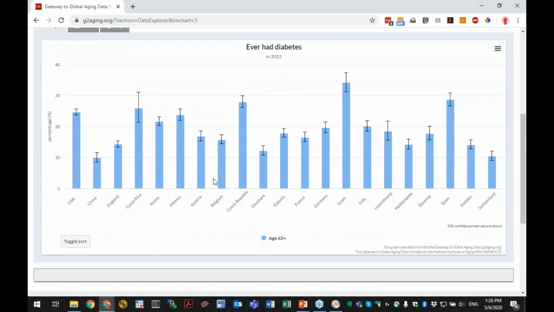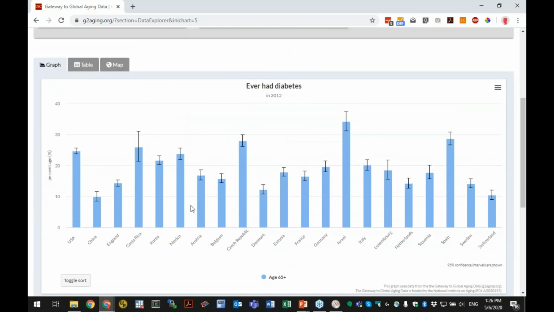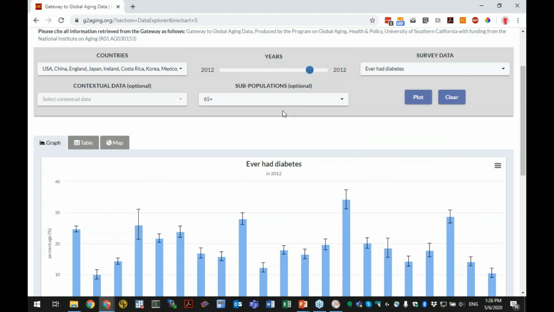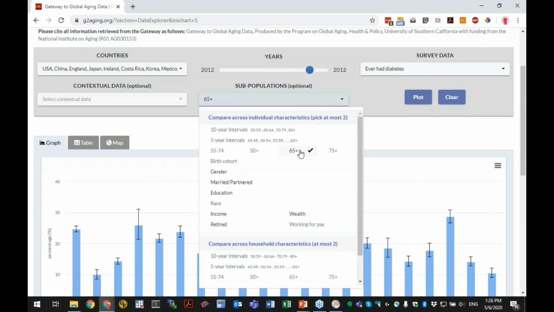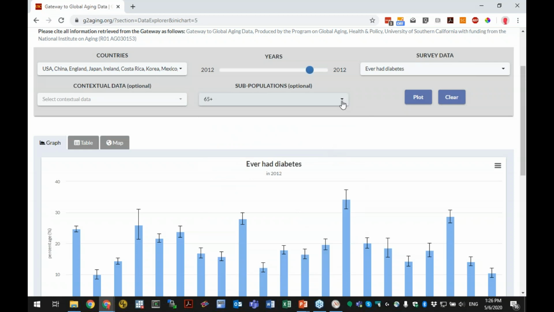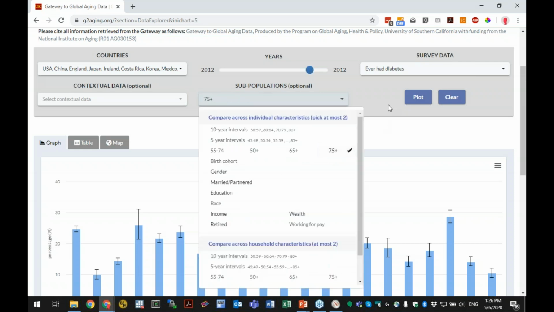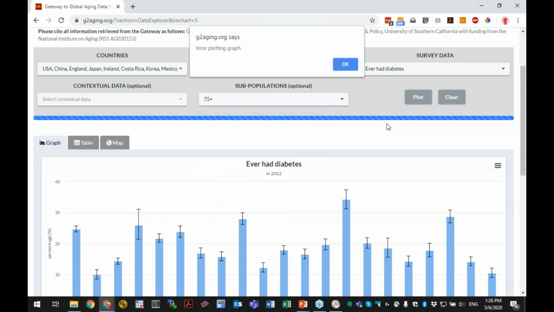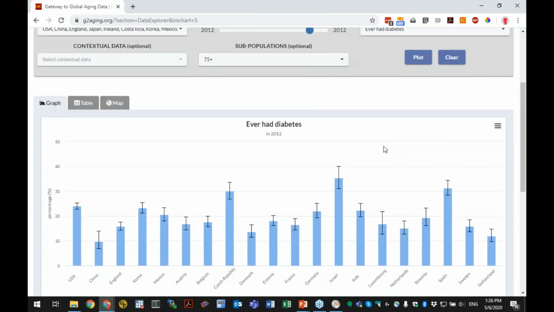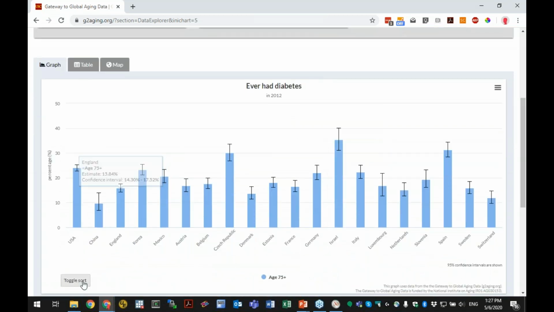So here's a graph of ever had diabetes by country. We haven't limited it to any subpopulations. We've limited to age 65 subpopulation. We could say, what about for people age 75? Let's change that. And what we're going to get is a different graph for people age 75 and older.